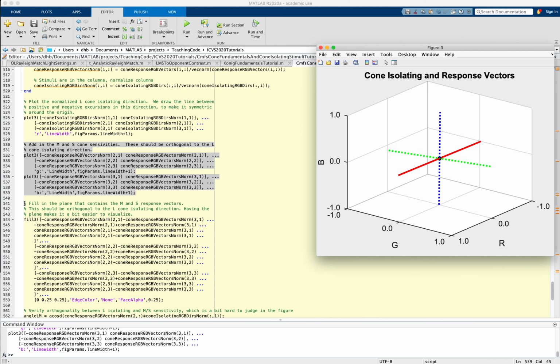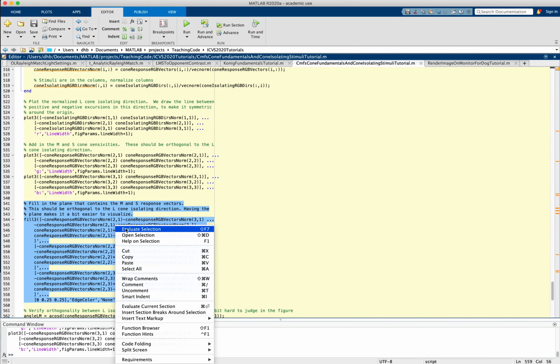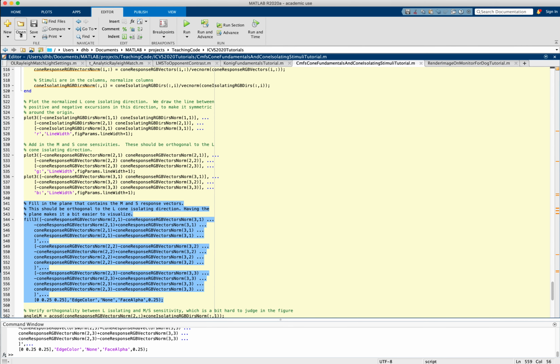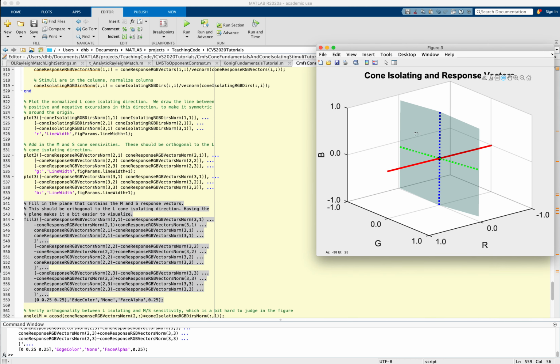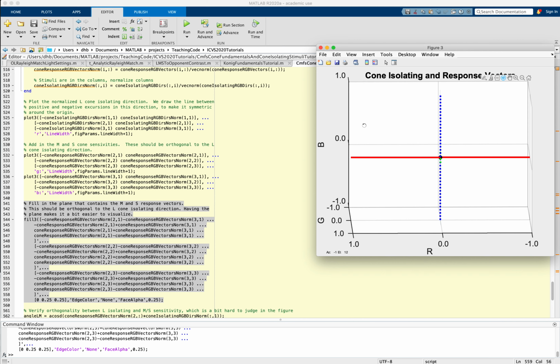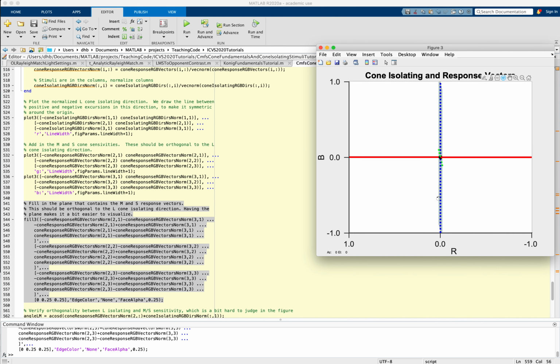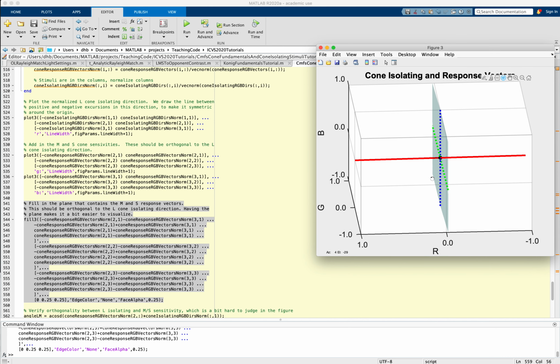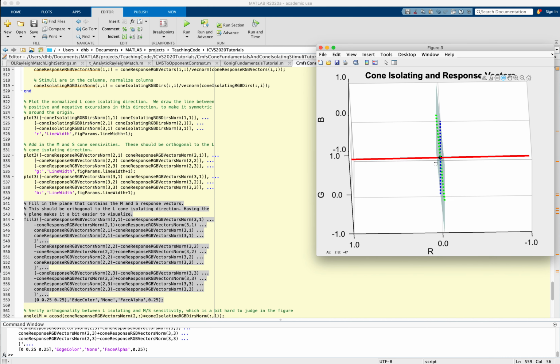And I can be a little fancy and just fill in a plane that spans those 2 vectors in the plot. Just make it a little easier to see what's going on. So now I have this plane that contains exactly the M and the S cone sensitivity vectors, and you can see visually here that the L cone isolating stimulus is orthogonal to this plane. I can rotate it around. It's very nice and orthogonal there.